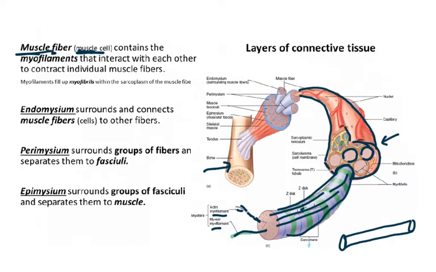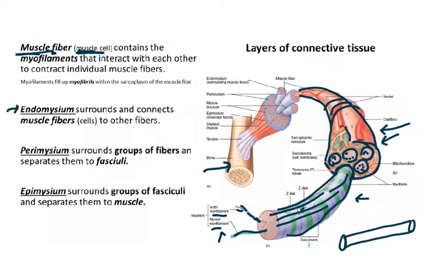So packed inside these myofibrils are lots of myofilaments, which are the actin and myosin. And we're seeing many units of myofibrils inside here. So all of these are just packed full of myosin and actin myofilaments. So that's what fills up the muscle cell, or the muscle fiber. Now, the muscle fiber is surrounded by a layer of connective tissue called the endomysium.